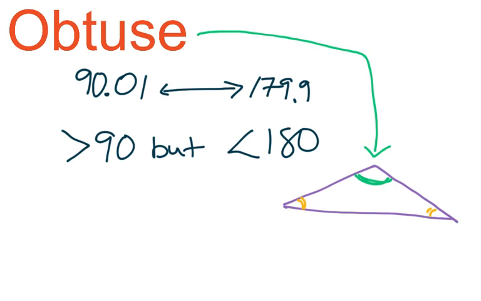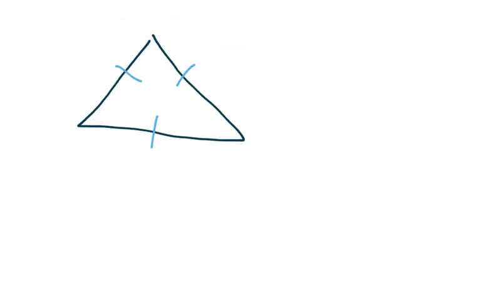Let's practice a few. Think for a second, or pause the video if you need to. What would you call this triangle? I would call this an acute, because all the angles are acute, an acute equilateral.